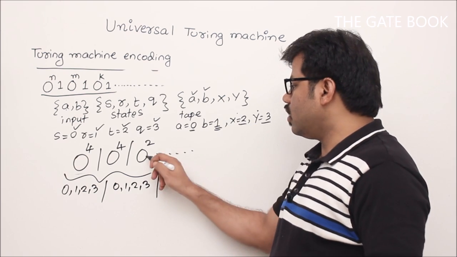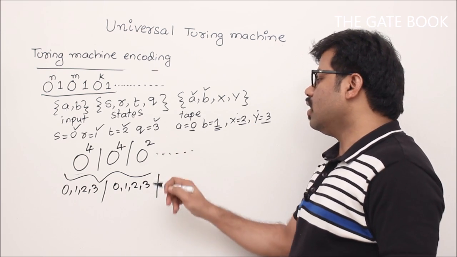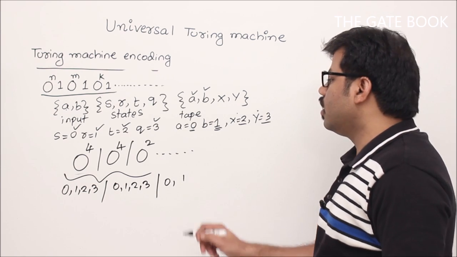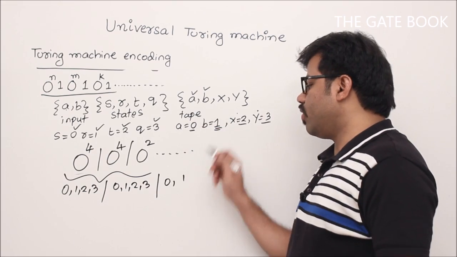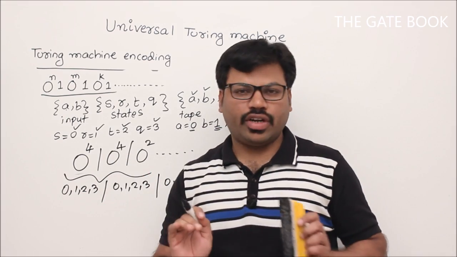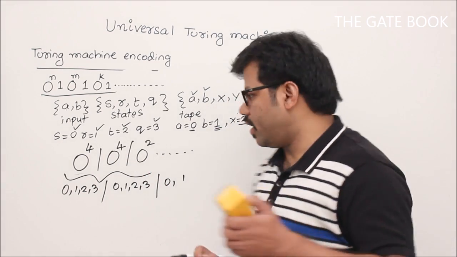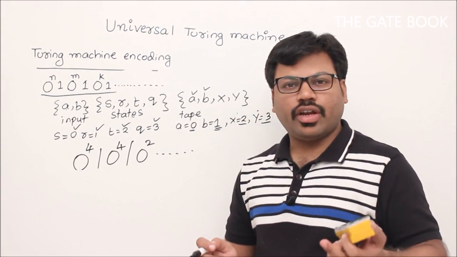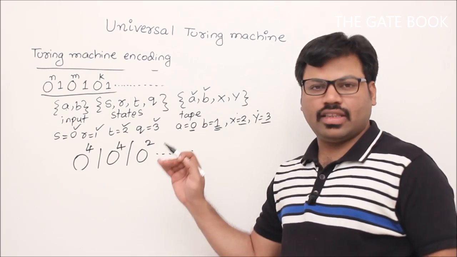Now next, 0 power 2. This represents the number of input symbols, 2. What are they? 0, 1. Yes or no? You check it out. A0, B1. In that way, we can uniquely encode it. That means a Turing machine can be encoded. Now one more thing is how to encode the transition function. That is the final thing, right?